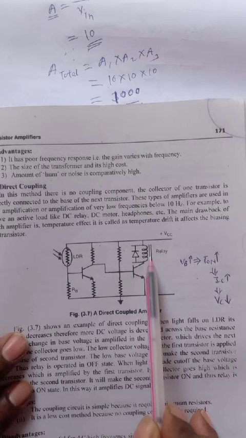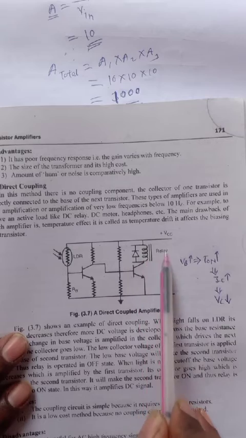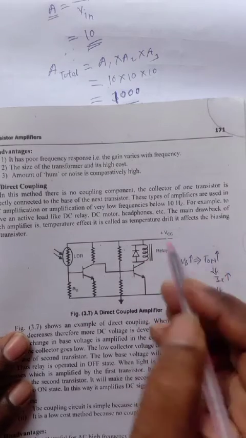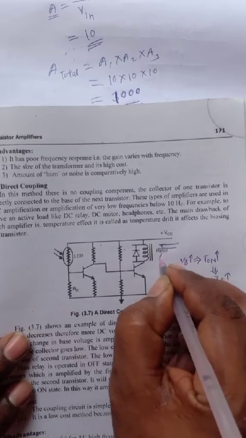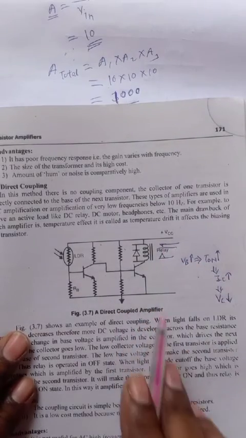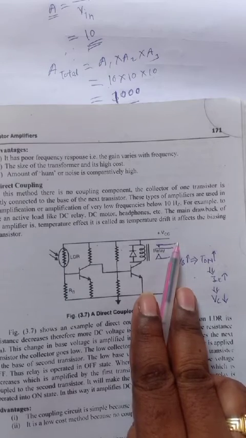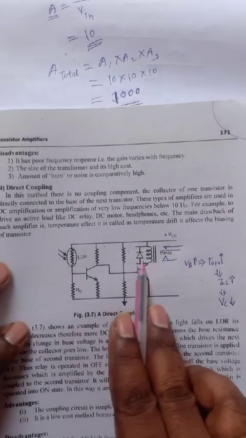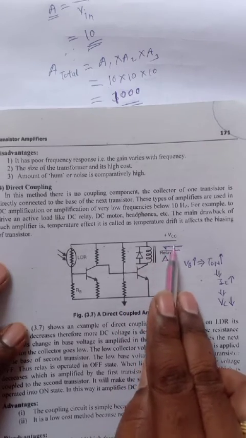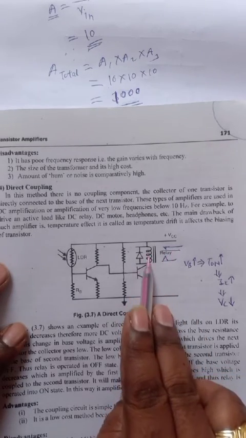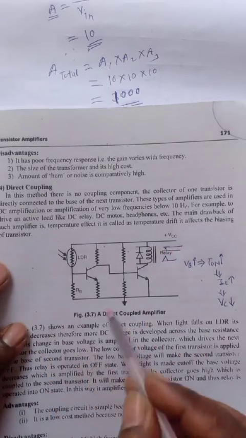The relay is a component which is electrically operated. As current flows through the coil, there are switches. Here are the switches, and these switches are operated. This one is normally open, this one is normally closed. We'll see this working later on. As current flows through it, the relay activates and the switches change state. Here there is no current because of the off state, so this switch is at the normal position.